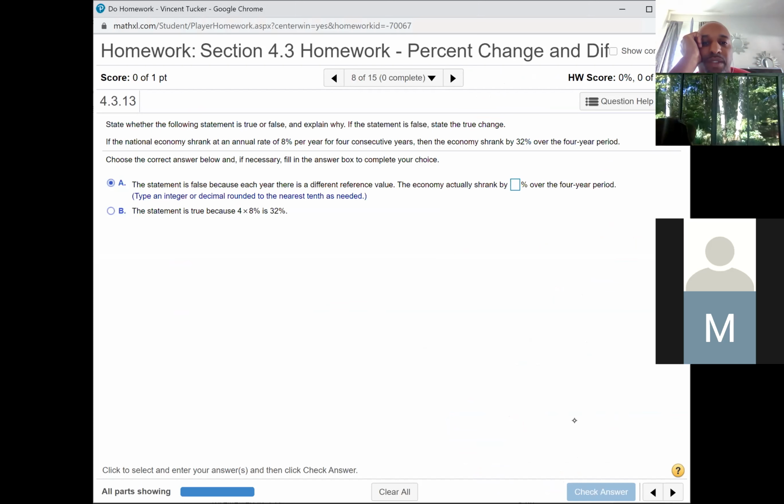So it says state whether the following is true or false. If the statement is false, state the true change. So if the national economy shrank at an annual rate of 8% per year for 4 consecutive years, and the economy shrank by 32% over a 4-year period. And it said no. So the economy shrank at an annual rate of 8% per year. APR is 8%. And 4 consecutive years.